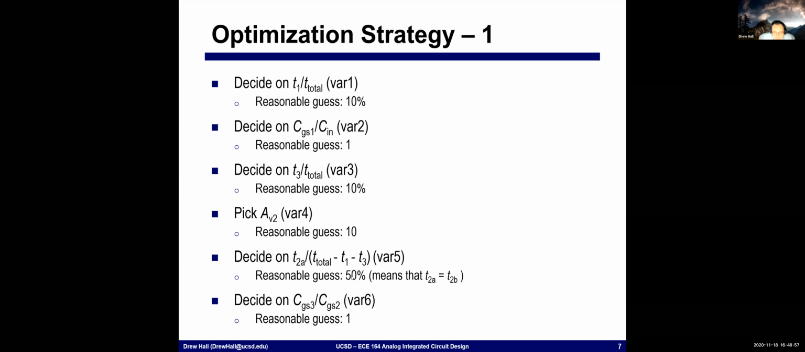Okay. So another way of saying this is that I'm assuming that the dominant time constant is really going to be split and it's going to be placed at this middle node. Okay. And then the last design variable is the ratio of these two capacitances, CGS3 to CGS2. Again, I think that a reasonable starting point is to say that they're roughly equal.